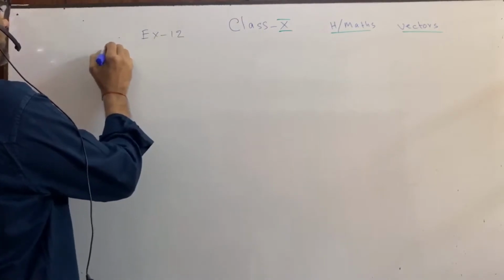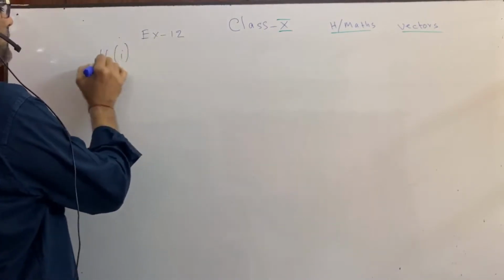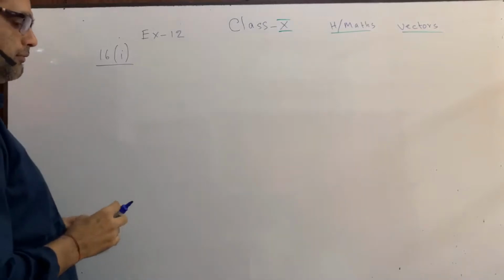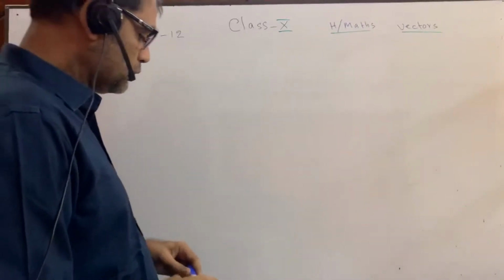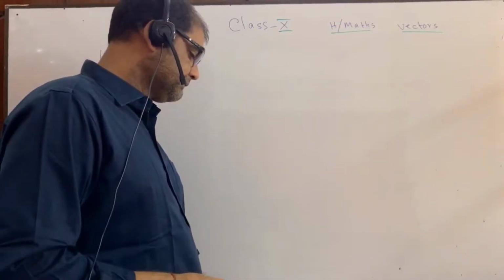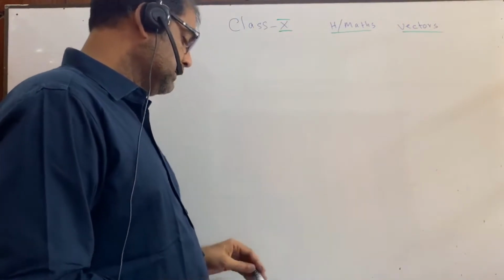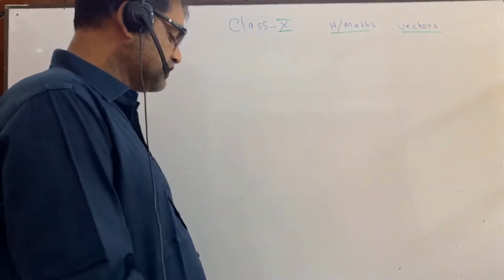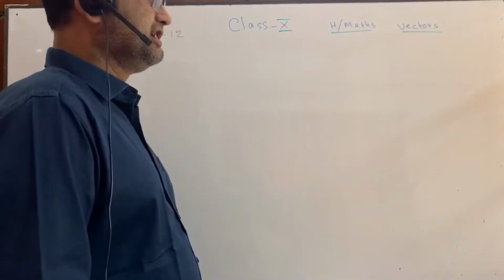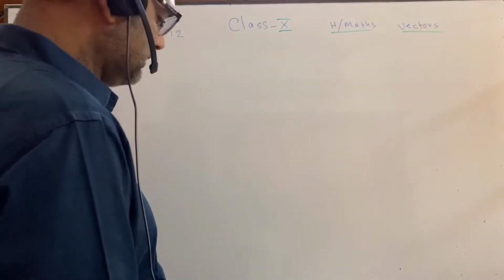Question number 16, 1. Okay, you see the math. Go to the math at first. You see, express AB in terms of the vectors BE and CF. What is given there? You see at first.